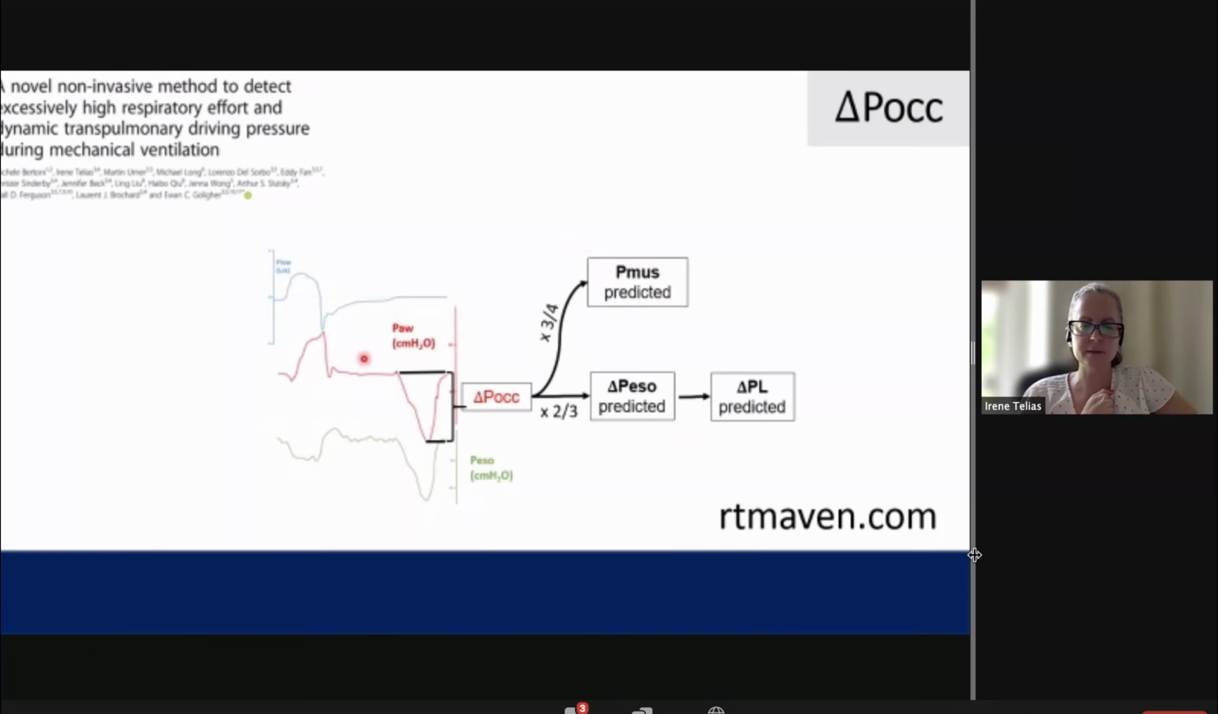Pmax is the magnitude of the effort in the unoccluded breath. And delta driving pressure, delta PL is delta transpulmonary driving pressure, is the total pressure applied to the respiratory system. I don't know if you remember the iceberg analogy. So it's the positive pressure given by the ventilator plus the negative pressure generated by the patient. So this is the risk of injury to the lung.